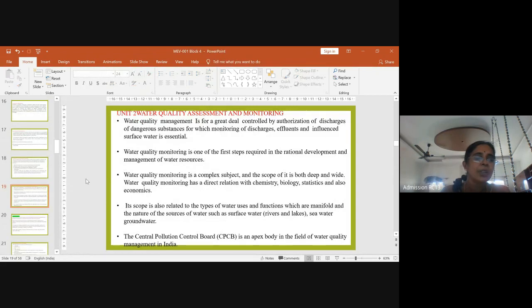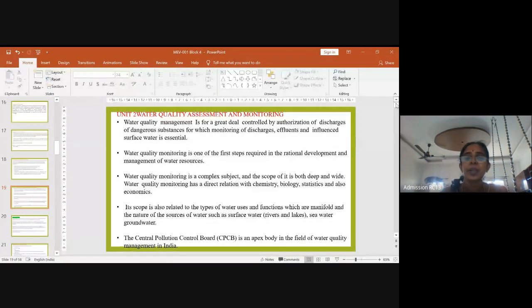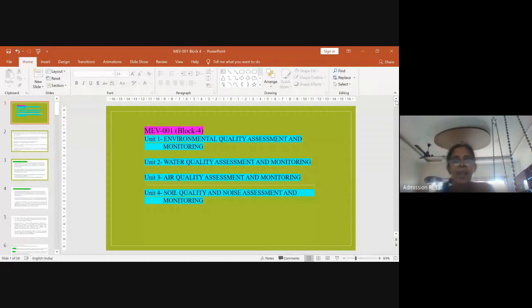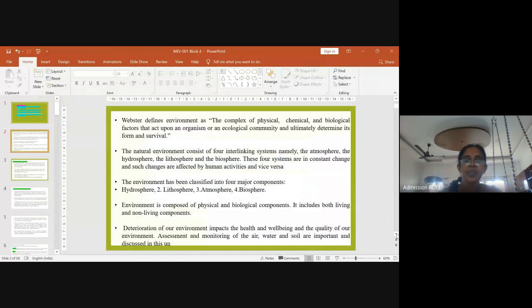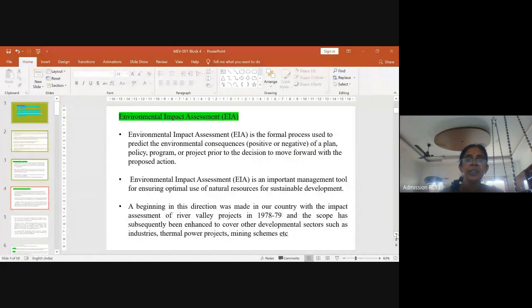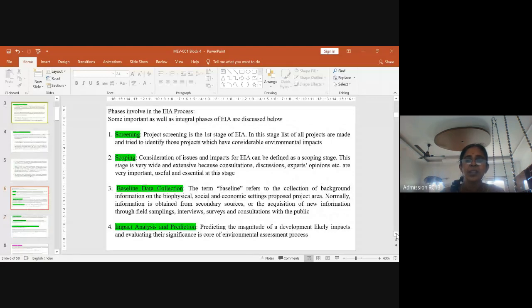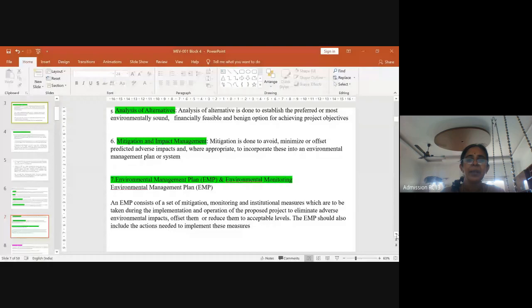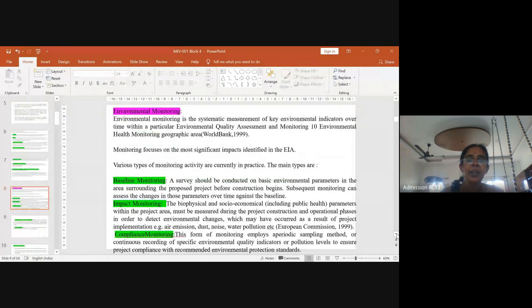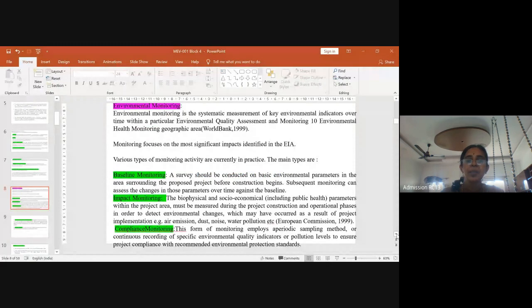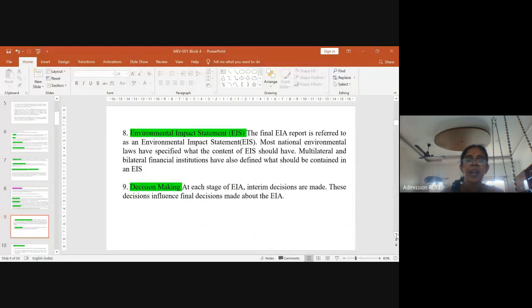So this is about the first unit, environmental quality assessment and monitoring. This is the first unit of Block 4. It covers the definition of environment and deterioration of environment either by natural or man-made ways, the quality of the environment, environmental impact assessment, the different phases or steps involved in the environmental impact assessment, and environmental monitoring, which includes baseline monitoring, impact monitoring and compliance monitoring, the environmental impact statement and decision making.